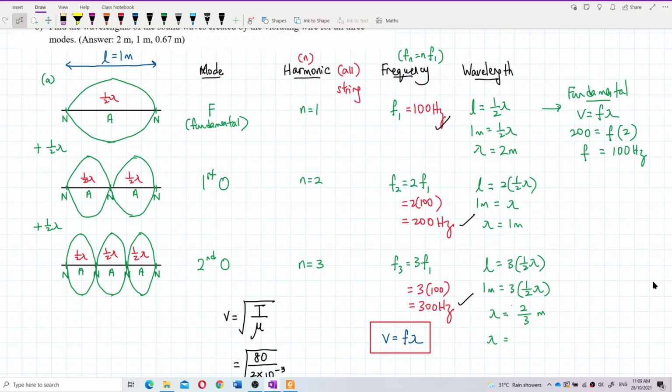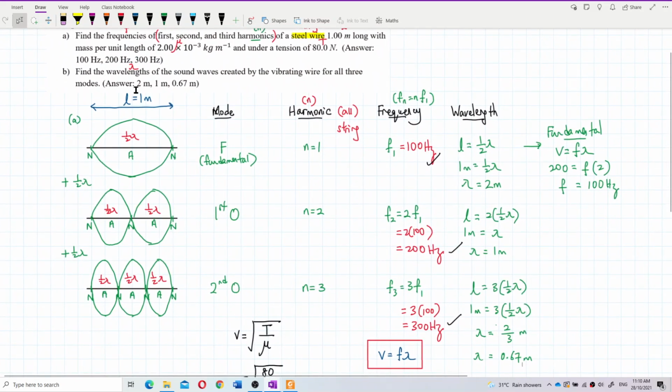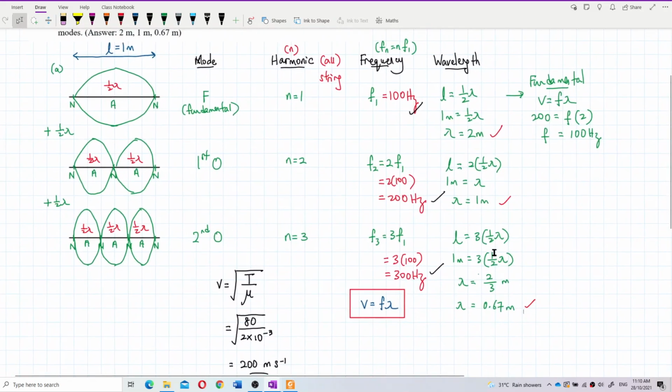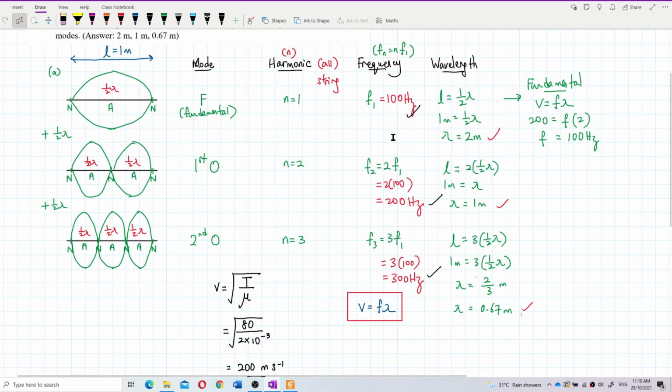Dividing 2 by 3, I get 0.67 meter. So is the answer correct? The wavelengths are 2 meter, 1 meter, 0.67 meter. That's correct. You see that? The wavelength becomes shorter and shorter, but the frequency becomes higher and higher. So we can see what's happening here.